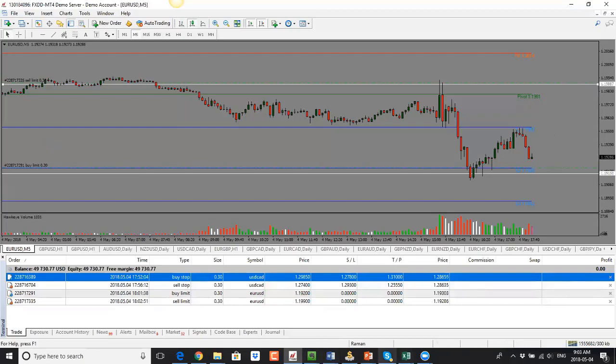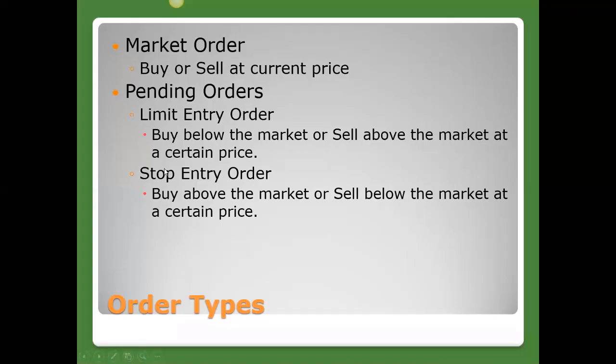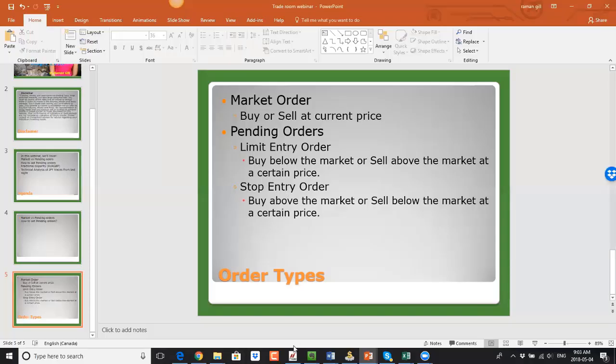And the difference with our other orders, our stop orders, is that stop orders are usually when you're buying above the market or you're selling below the market. Generally, we can use those for breakout trades. That's the best way to use these orders.